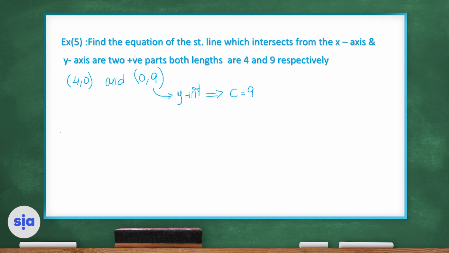To find the slope, m equals y2 minus y1 over x2 minus x1. Then the slope is negative 9 over 4. To write the equation of the straight line, y equals m, which is negative 9 over 4, x plus c. Let's now move on to the evaluation part.